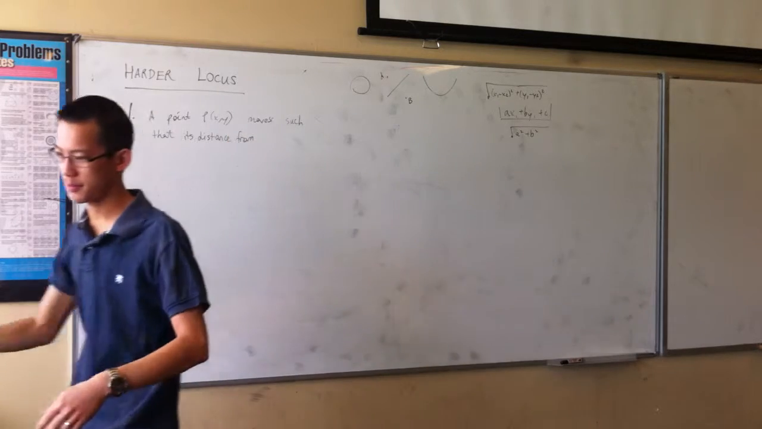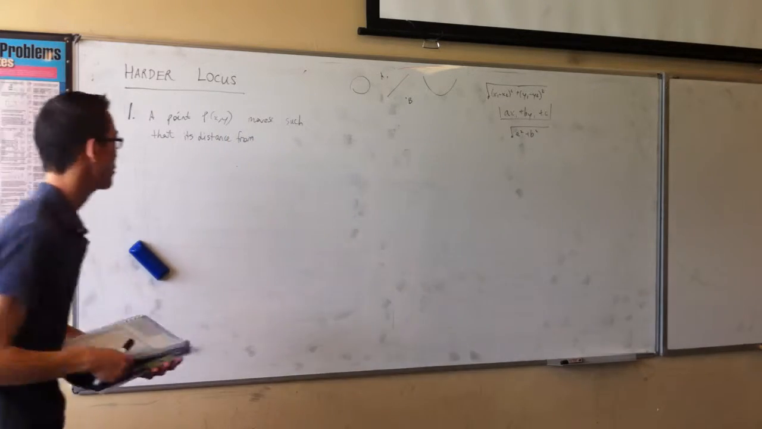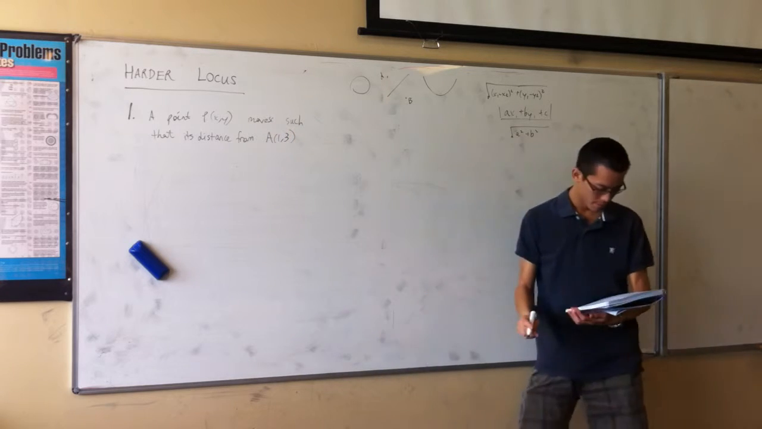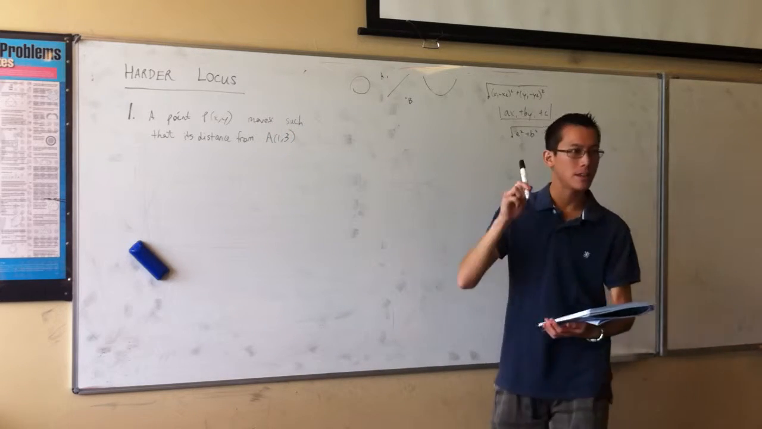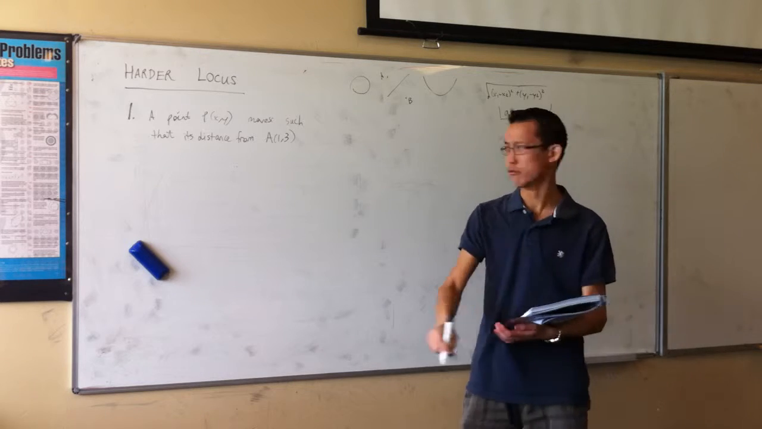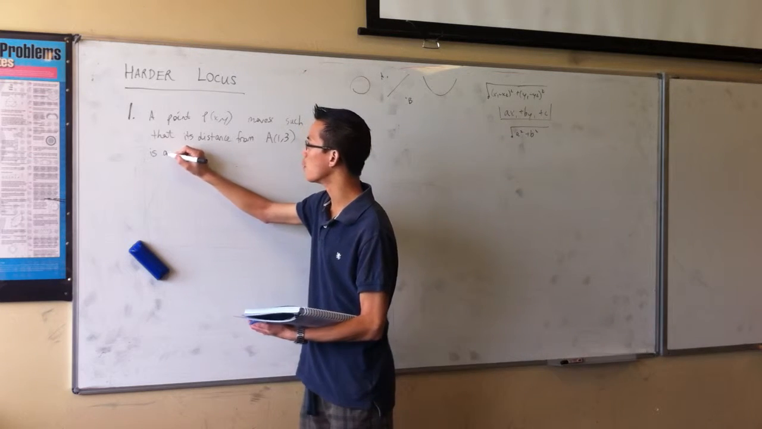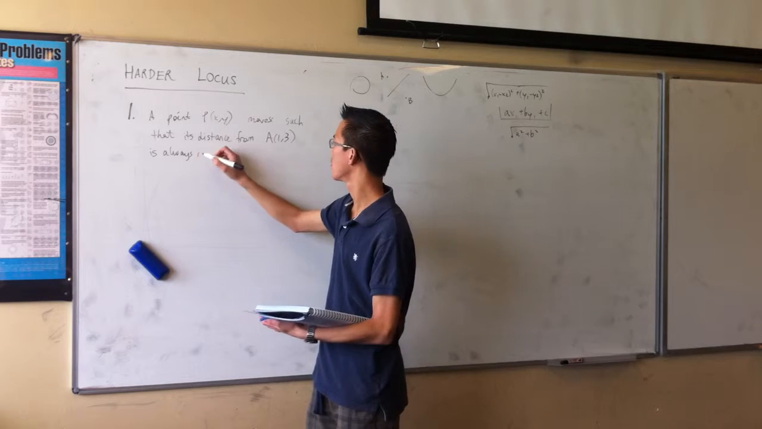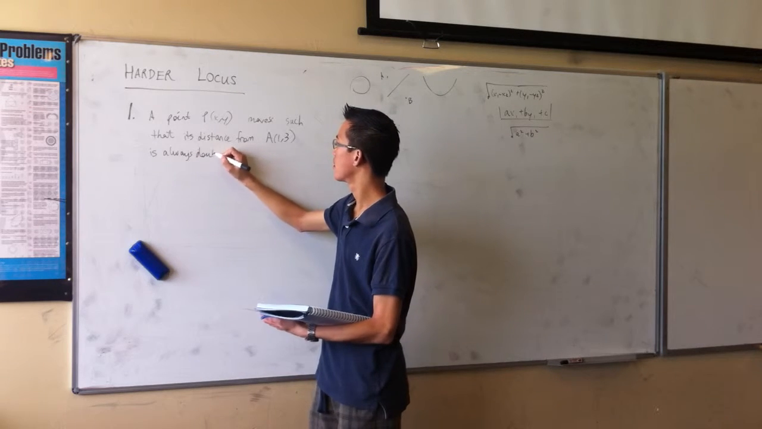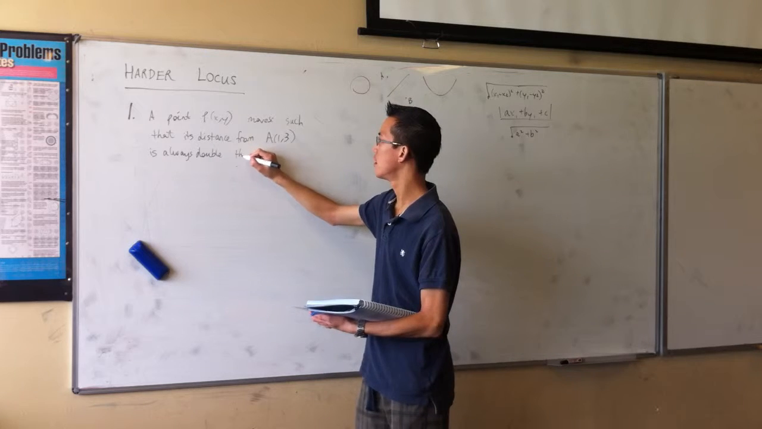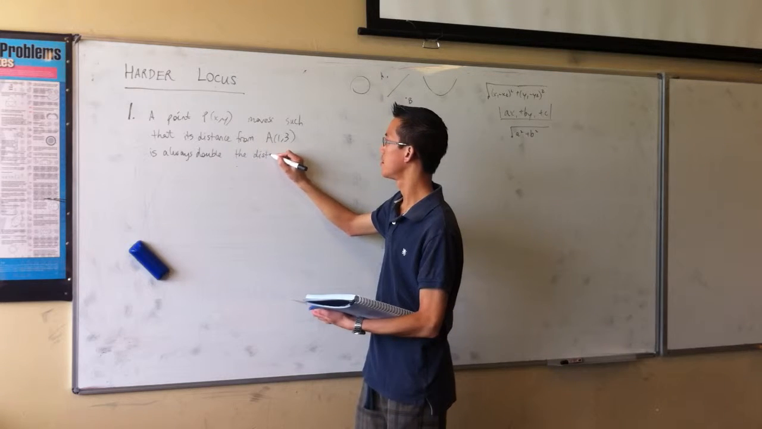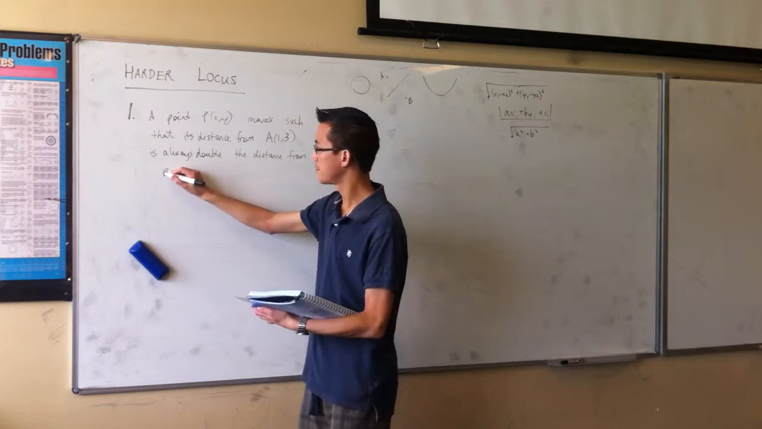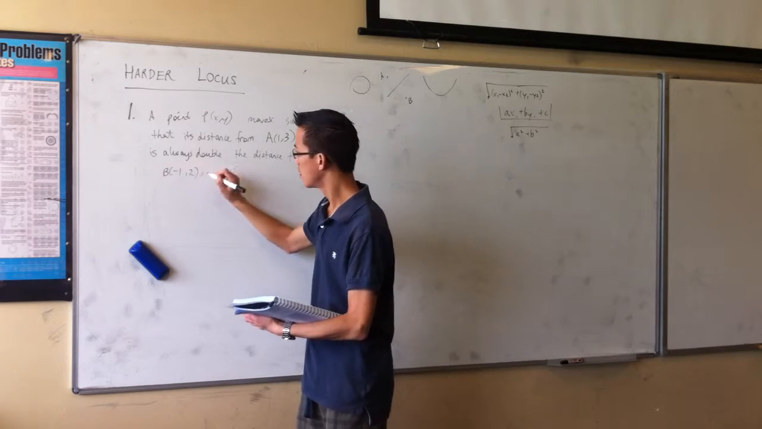What are my coordinates? This point is always not equal but double. Is always double its distance. It's always double the distance from. And here's another point. Okay.